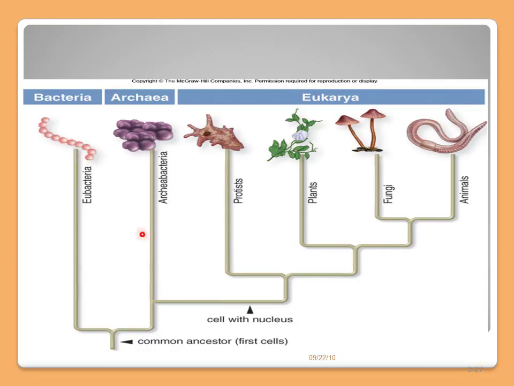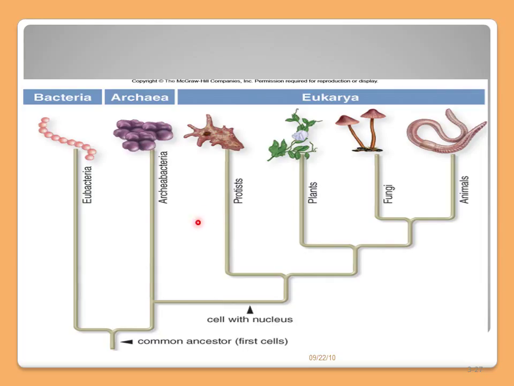Then your bacteria do not have this thing called a nucleus in their cell. They just have their DNA loose inside the cell. All these other things, plants, animals, fungi, they have in the center of their cell this thing called a nucleus that is like this little sac that holds the DNA neatly in the center of the cell.